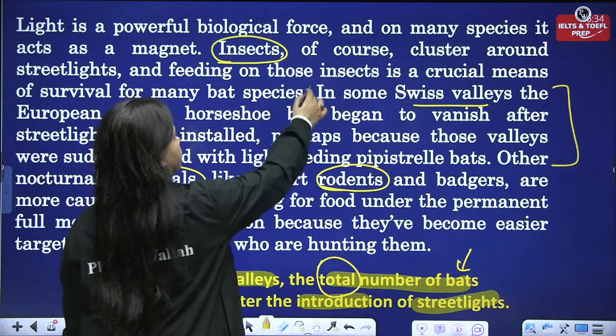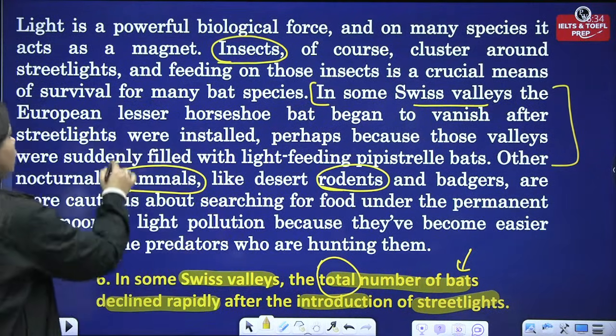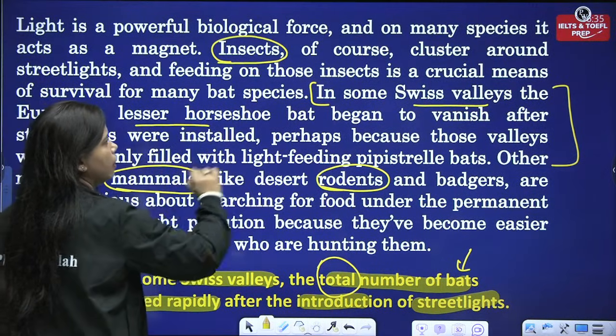What is written here? In some Swiss valleys, the European lesser horseshoe bat began to vanish.